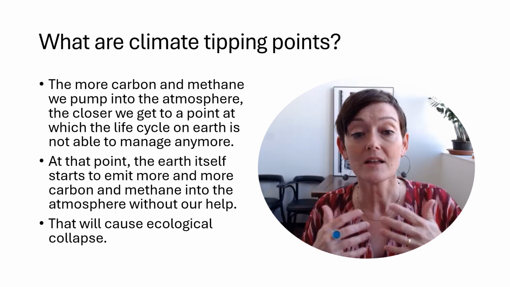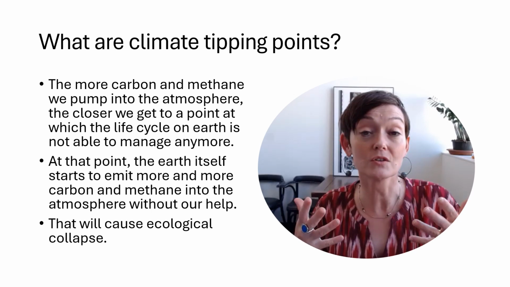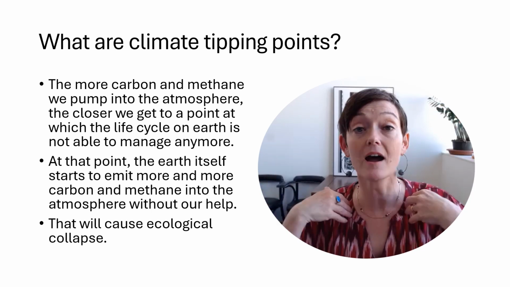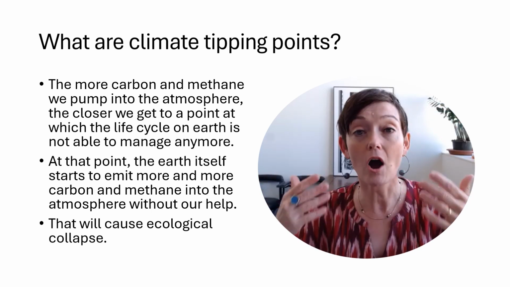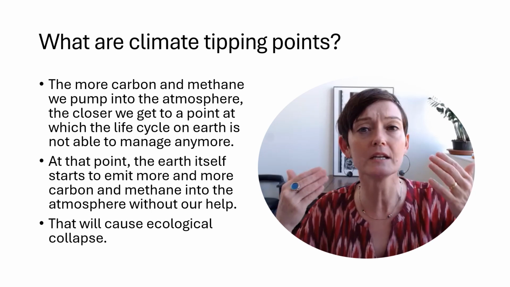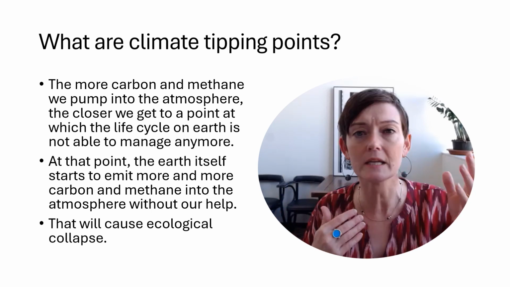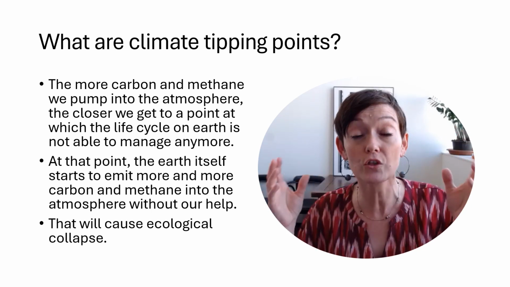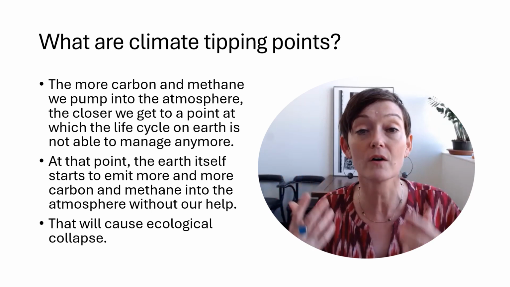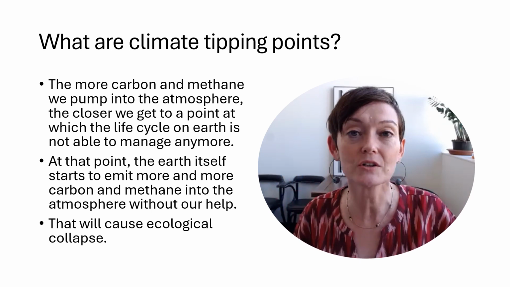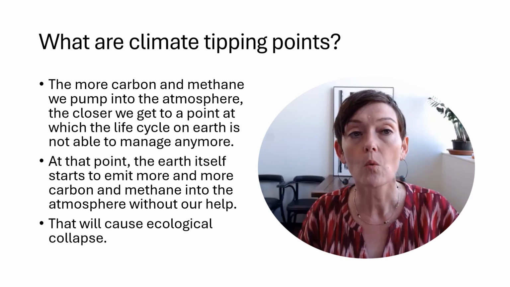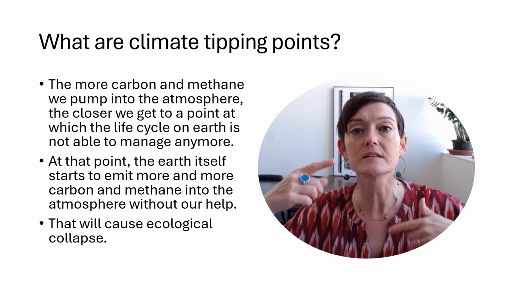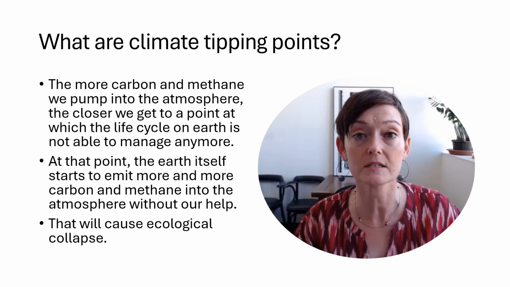And at that point, the Earth itself starts to pump out more and more carbon and methane, and that is not us doing it through our own ongoing production of electricity, or driving of our vehicles, or eating our food, consuming our normal products. That's not us doing it anymore. It starts to be the Earth itself that produces those forms of carbon and methane. It's essentially a process of ecological collapse where the Earth is no longer able to breathe and live and cycle in the way that it naturally does.